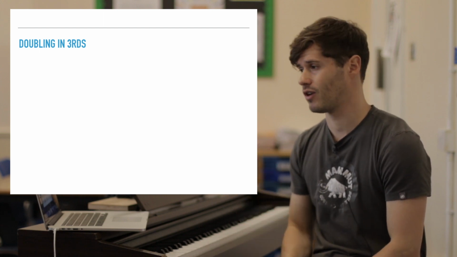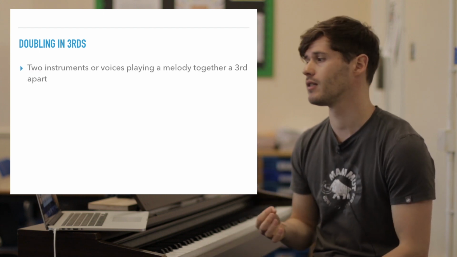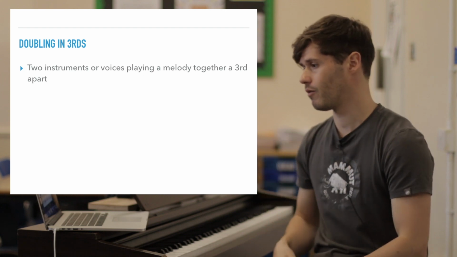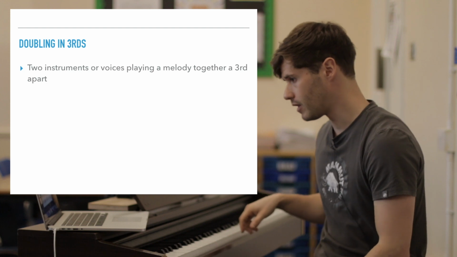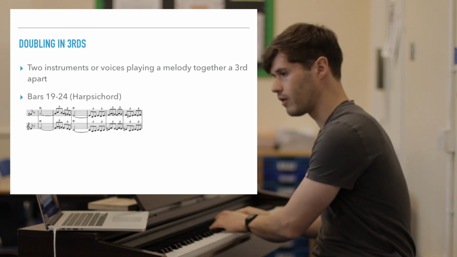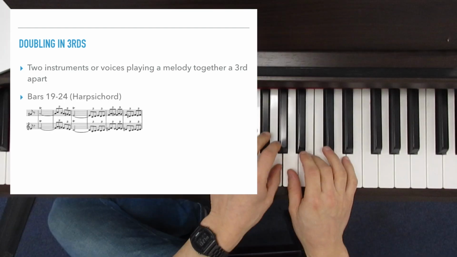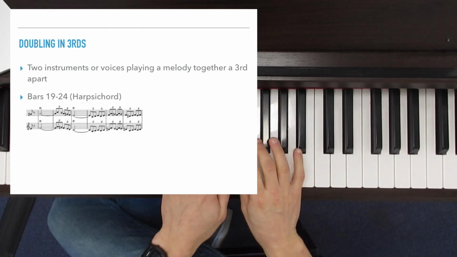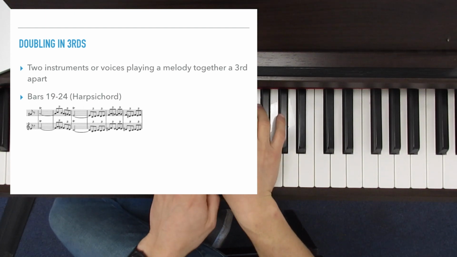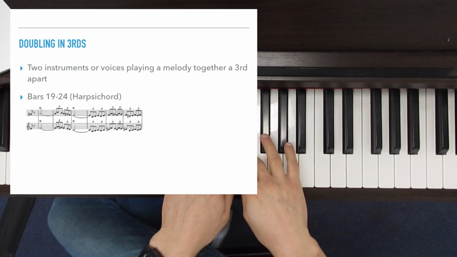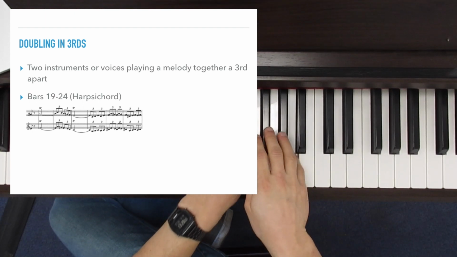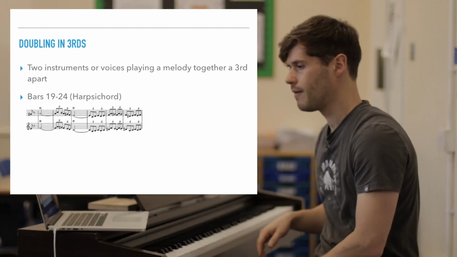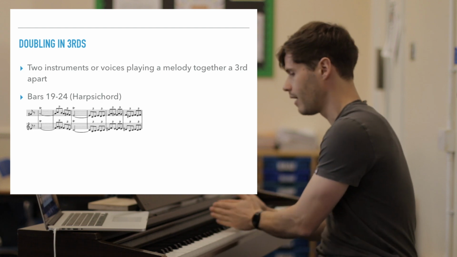Another texture used is doubling. Doubling in thirds, first of all. It's when two instruments or voices are playing a melody together but a third apart. So we've got a couple of examples here. First in the harpsichord, where we've got this trill, and it's doing exactly the same melody but in thirds. Okay, so it's a third apart playing parallel.